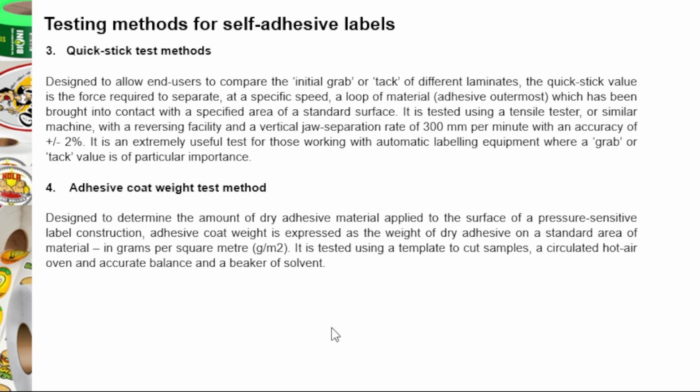Number three, which is the quick stick test method, designed to allow the end user to compare the initial grab or tack of different laminates. The quick stick value is the force required to separate a loop of material, adhesive outermost, which has been brought into contact with a specified area of a standard surface. It is tested using a tensile tester or similar machine with a reversing facility and a vertical jaw separation rate of 300 millimeters per minute with an accuracy of plus or minus 2%.